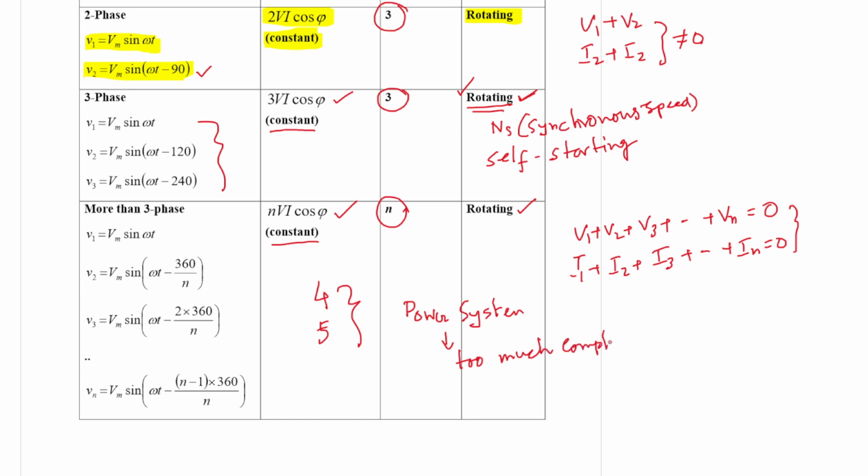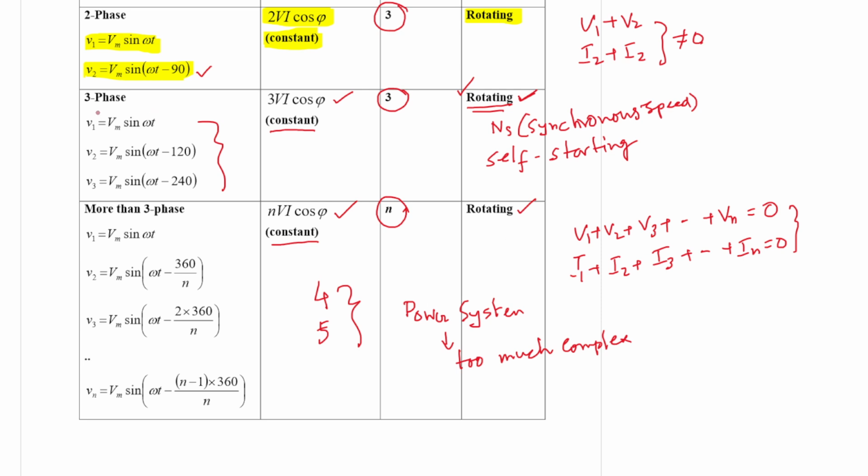There are lots of issues regarding that. That means if you use 4-phase, then you require 4-phase transformers, then you require 4-phase transmission lines. So to manufacture those items or machineries with higher phases is extremely difficult, costly, and impractical to achieve.